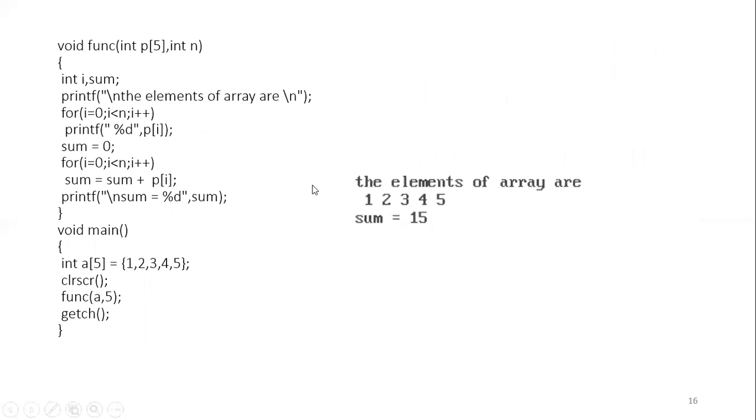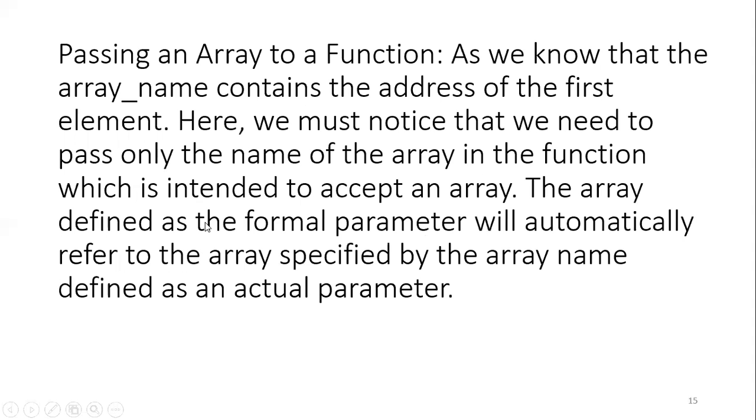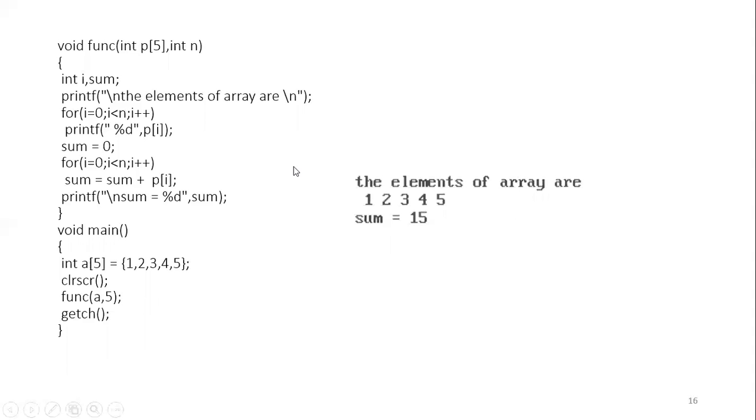The meaning of the above statement I am describing by using a program. Here, this program contains two functions: one is func, another is the main function. As we know, whenever the program is executed, the main function is always executed first. Now, here we are discussing passing an array to a function. The array contains 5 elements, initialized with 1, 2, 3, 4, 5.